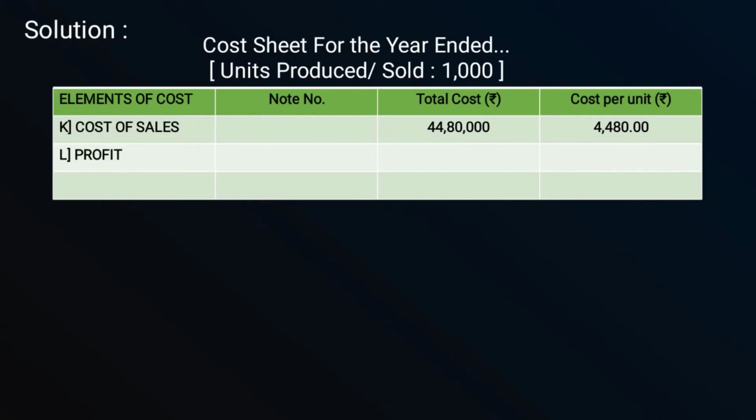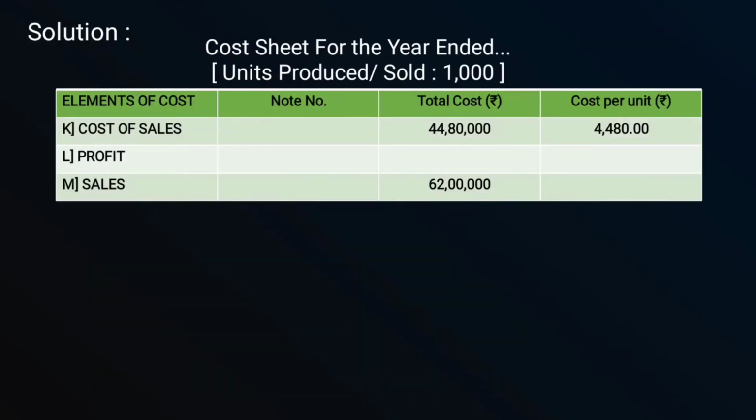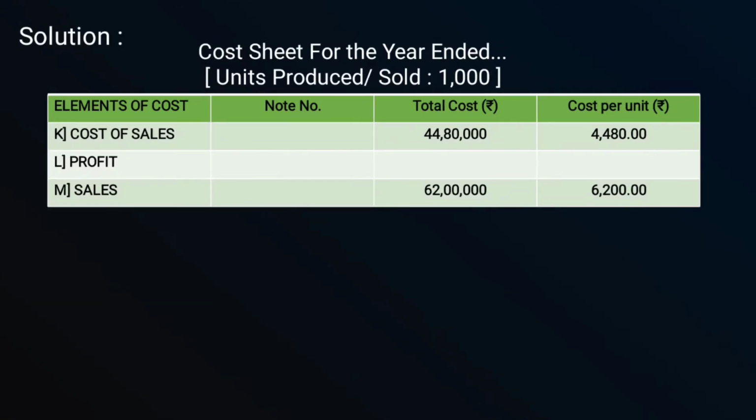Part L, profit. Part M, sales. So the sales information is given. Sale of 1,000 TV sets is given as 62 lakhs. So we'll record it in cost sheet, sales as 62 lakhs and cost per unit will be 6,200 per unit. So the balancing amount will be the amount of profit, which will be rupees 17,20,000 and cost per unit will be 1,720 per unit.